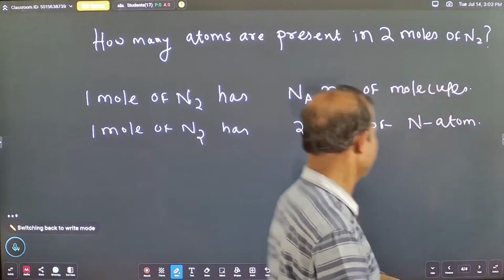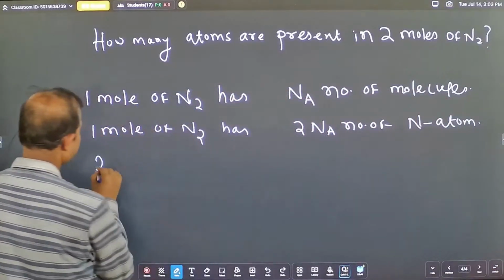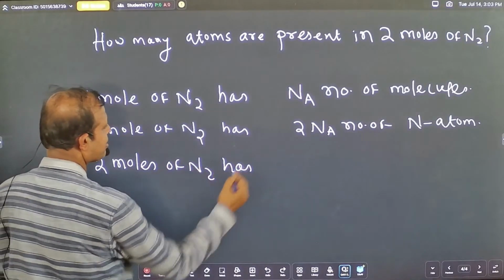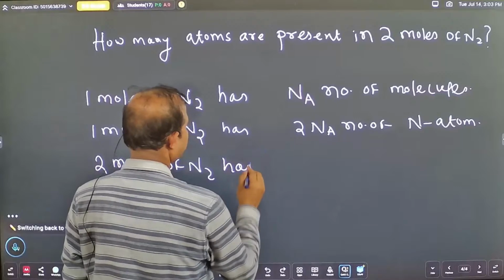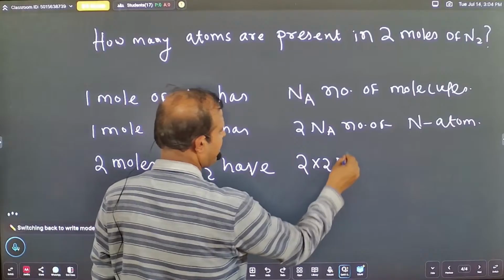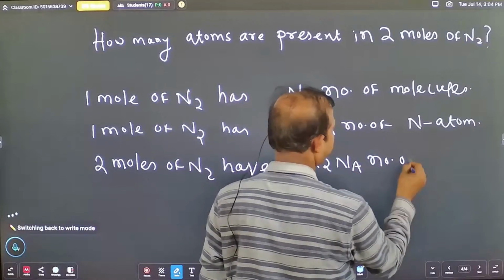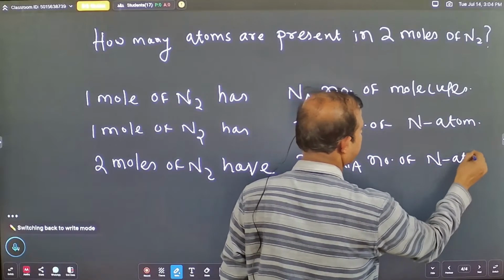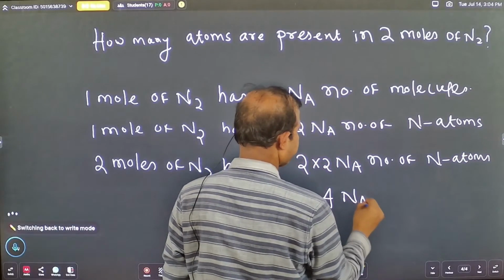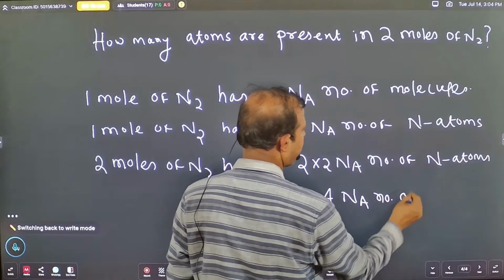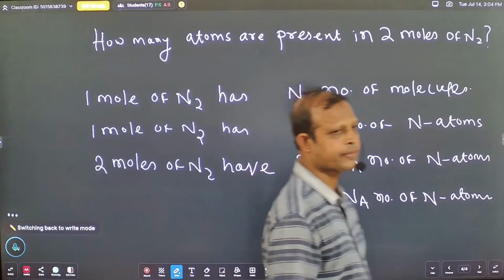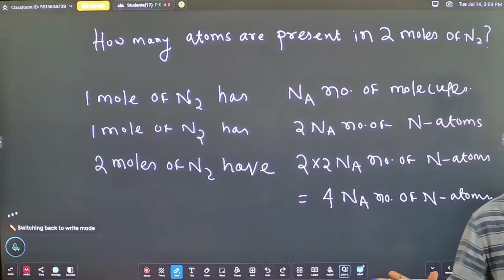And 2 moles, now you can follow the unitary method. 2 moles of N2 have 2 into 2 Na number of N atoms. That is equal to 4 Na. Clear? Is it clear? Okay.